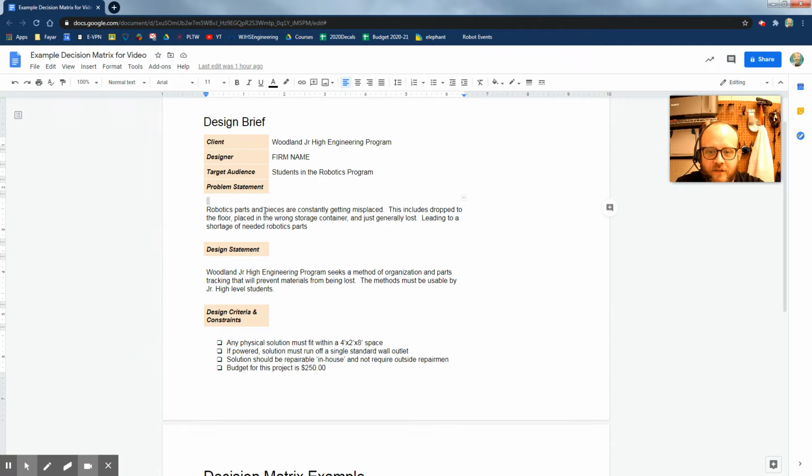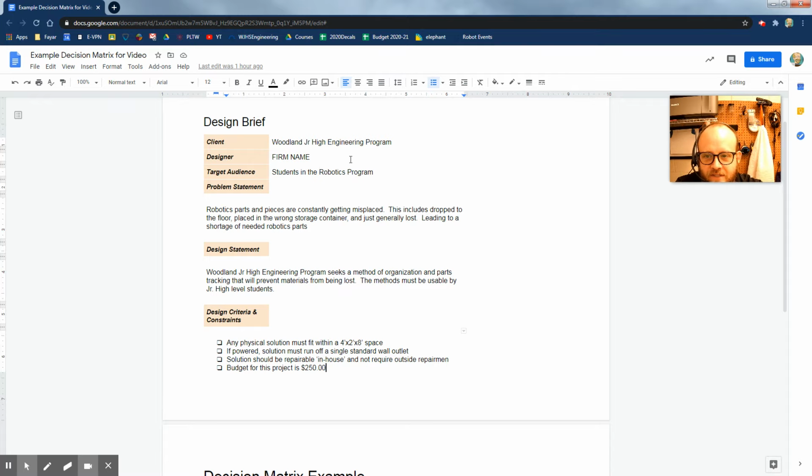A decision matrix is a way to quantitatively assign priority to certain values, usually these criteria and constraints. Basically, a decision matrix is just a way to quantitatively, which means with numbers, make a decision. So that instead of just relying on gut instinct or what you think or feel is going to be the best solution, you actually get to create a solution based on numerical values that you assign.